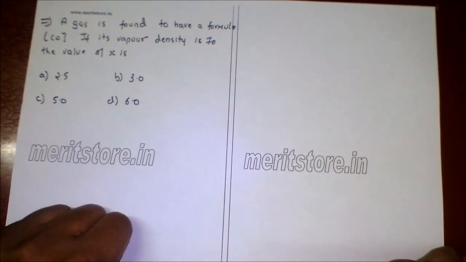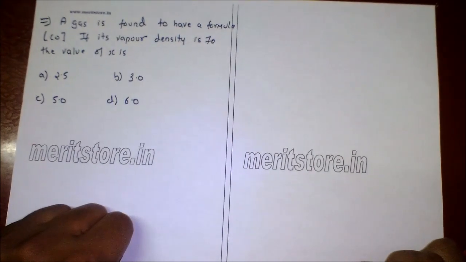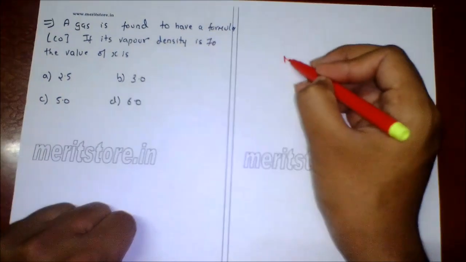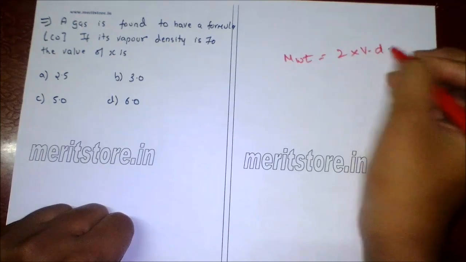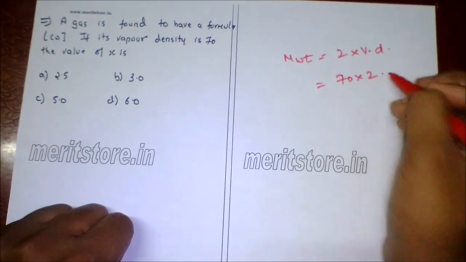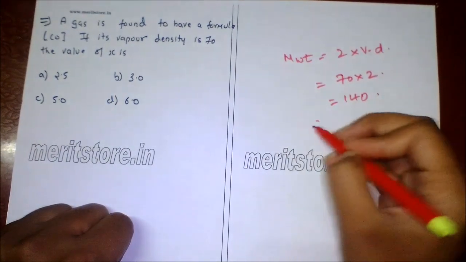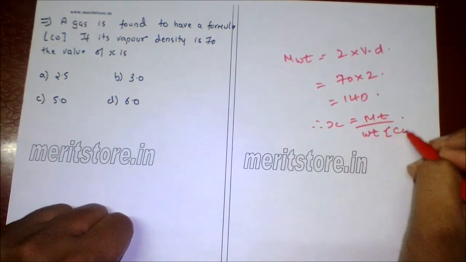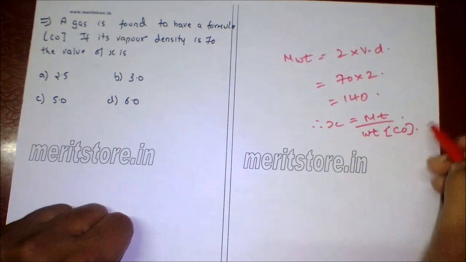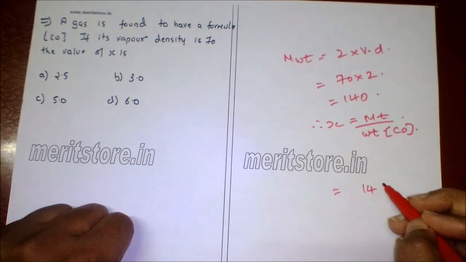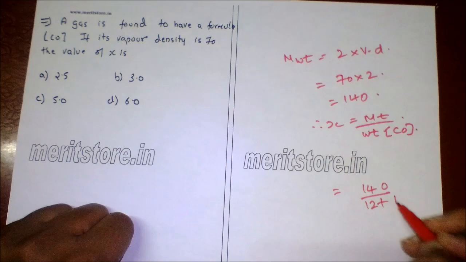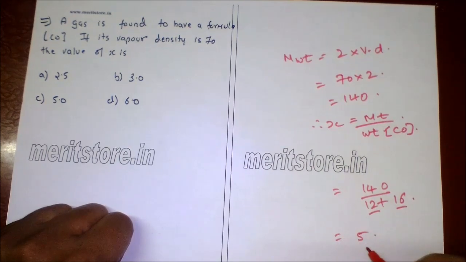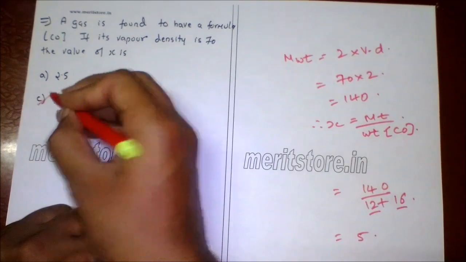A gas is found to have a formula of (CO)X. If its vapor density is 70, the value of X is. So the molecular weight is equal to 2 into vapor density. Therefore, 70 into 2, so 140 is the molecular weight. Therefore, X is equal to molecular weight upon weight of gas CO, that is carbon monoxide. So mass is 140 divided by carbon monoxide mass, which is carbon 12 plus oxygen 16. So this comes out to be 5. Option C is the correct answer.